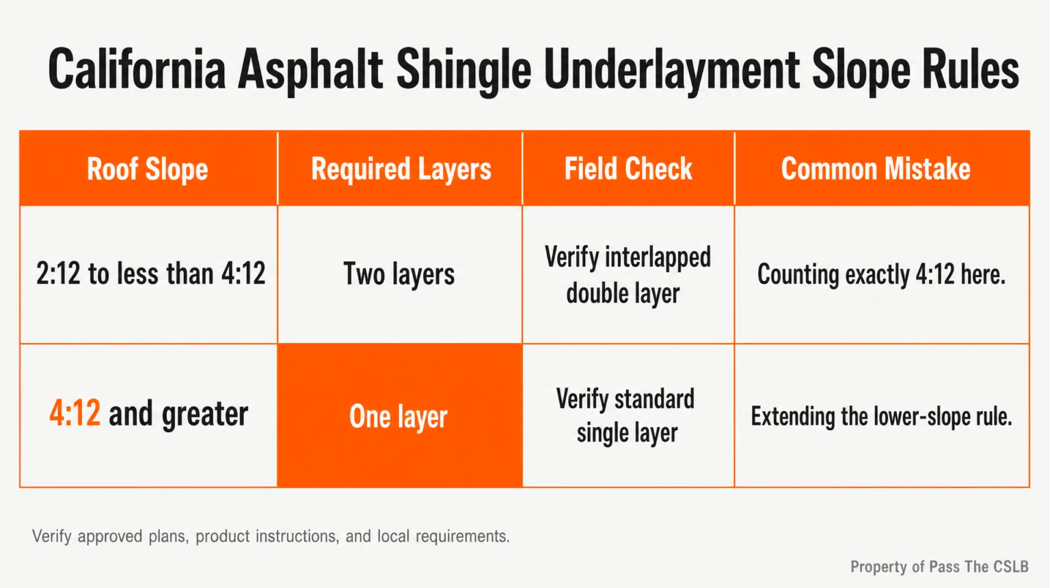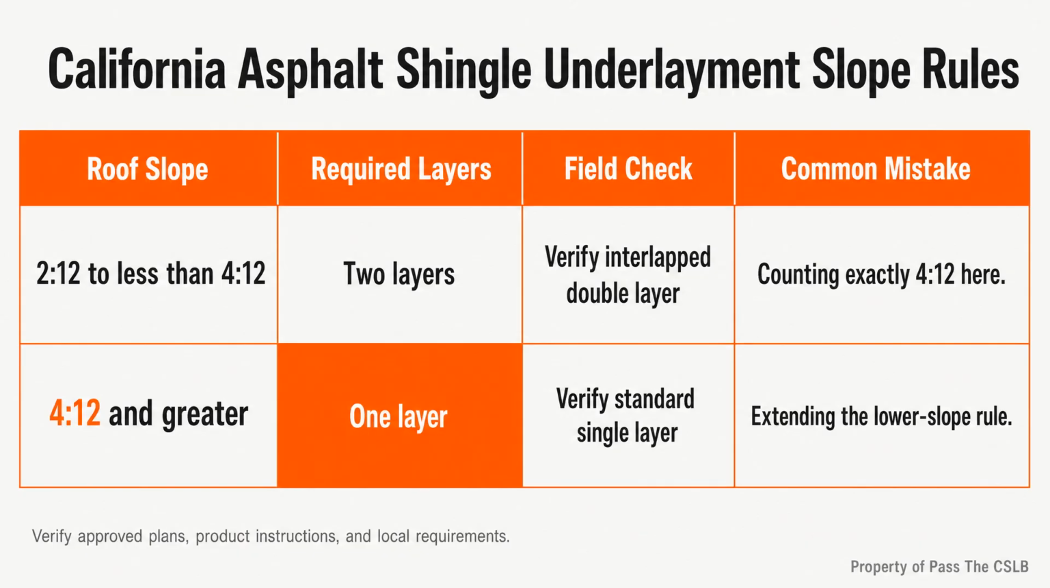This rule does not give permission to approve any roof below 2 and 12 for asphalt shingles. It only defines the supported range covered in this lesson. I would verify the approved plans, the current California code, the roofing product instructions, and any local requirements before installation. Based on the published contractor study outline, roofing is testable material, but nobody outside the testing authorities knows which facts any individual exam will contain.